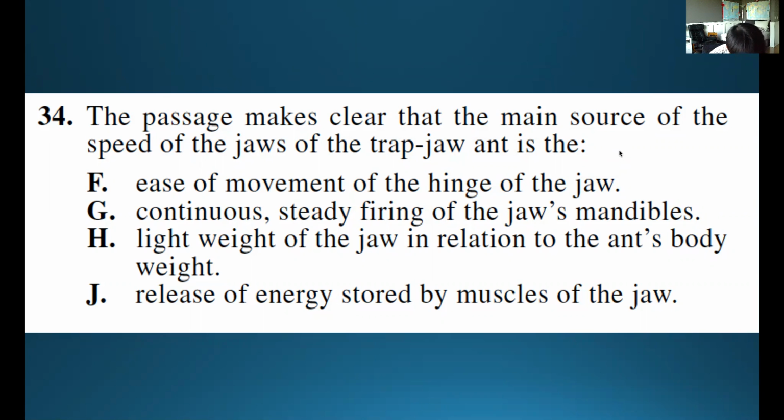So you'll see the key to the jaw speed is that the release comes from stored energy produced by strong but slow muscles. What's the answer? Pretty obvious to me. The answer is J. It literally says the release of stored energy produced by strong but slow muscles. So the rest of these are wrong. Obviously, if you know where to find the correct answer, this one's not even worth thinking about.